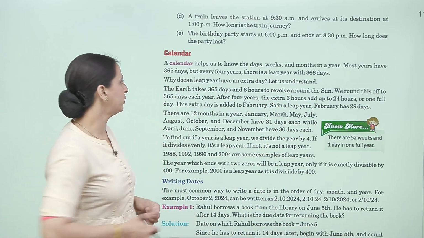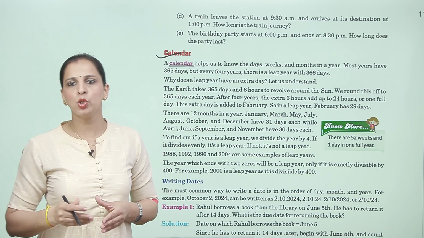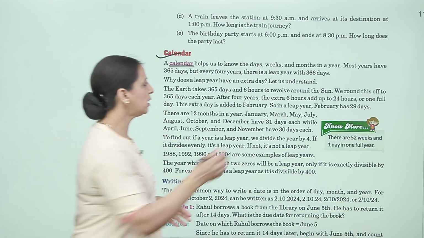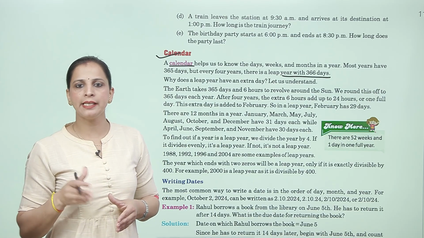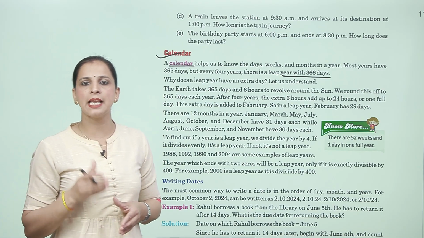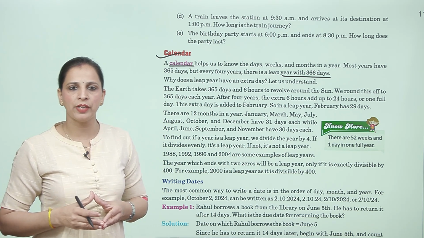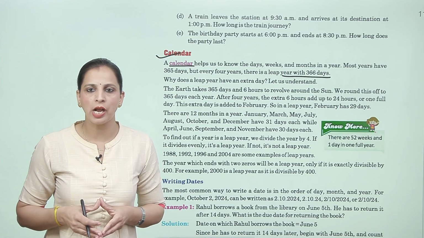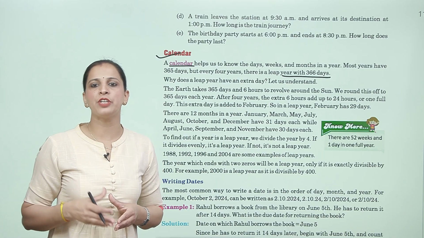Now next is calendar. A calendar helps us to know the days, weeks and months in a year. Most years have 365 days, but every 4 years there is a leap year with 366 days. Why does a leap year have an extra day? Let us understand. The earth takes 365 days and 6 hours to revolve around the sun. We round this off to 365 days each year. After 4 years, the extra 6 hours add up to 24 hours or 1 full day. This extra day is added to February. So, in a leap year, February has 29 days.